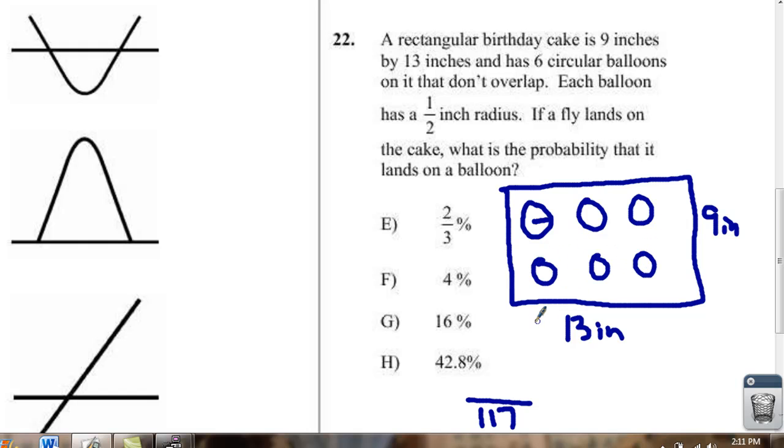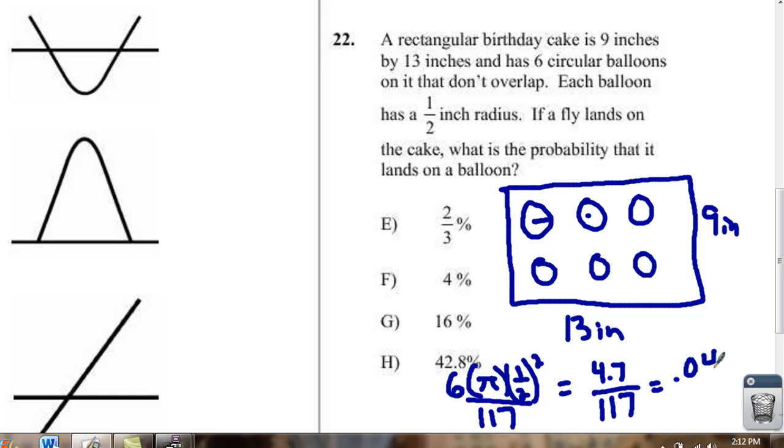And really what I need to do to find the probability of a fly landing on one of these circular balloons is to take 6 times the area of a circle, which is pi r squared. So my radius is 1/2. When you use a calculator, take 6 times pi times 1/2 squared, it's going to come out to 4.7. And then I'm going to take 4.7 divided by 117, and you will get about 0.04, which is 4%. Now, if you drew this to actual scale, you're going to see that the balloons take up a small portion of the overall cake. But the answer is F.